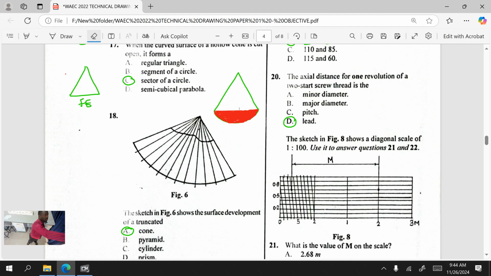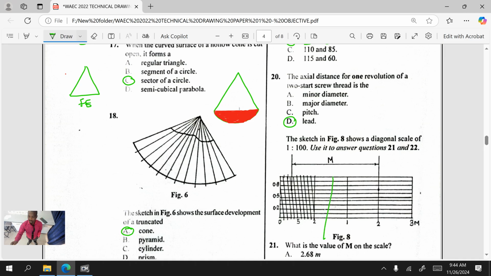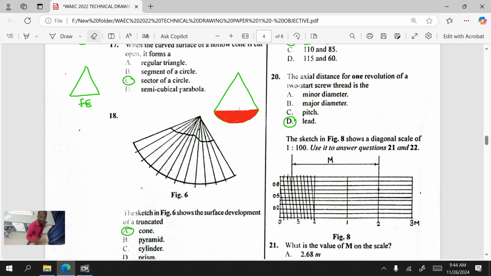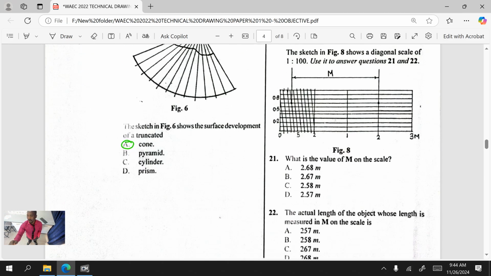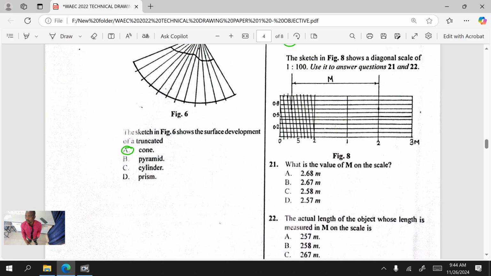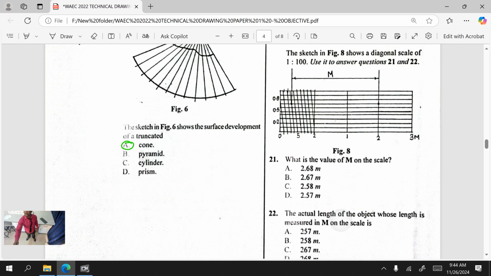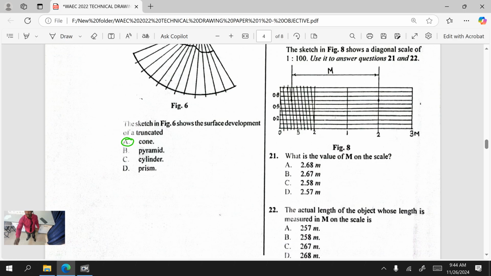Let's go to question 21. The sketch in figure 8 shows a diagonal scale of 1:100. Use it to answer questions 21 and 22. So we are given this diagonal scale. Take your time to study the scale. Then it asks us, what is the value of M on the scale?